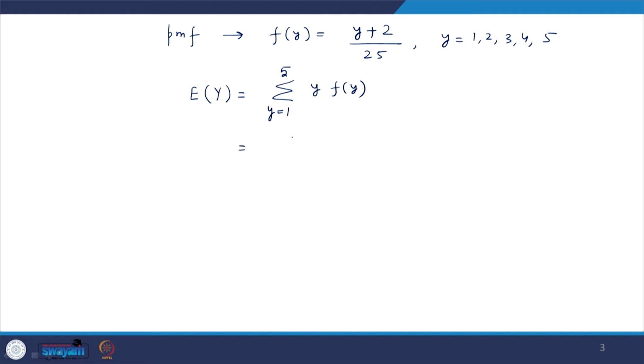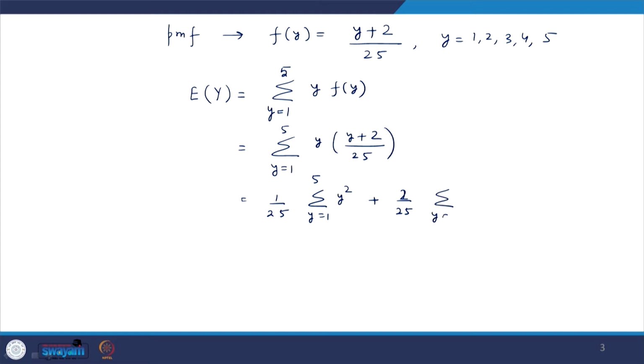So, this is further equal to summation y varying from 1 to 5, y times (y plus 2) upon 25. So, this is 1 by 25 times summation y varying from 1 to 5, y square, plus 2 upon 25 times summation y from 1 to 5, y. Now, this is further equal to 1 by 25 times 1 square plus 2 square plus 3 square up to 5 square.